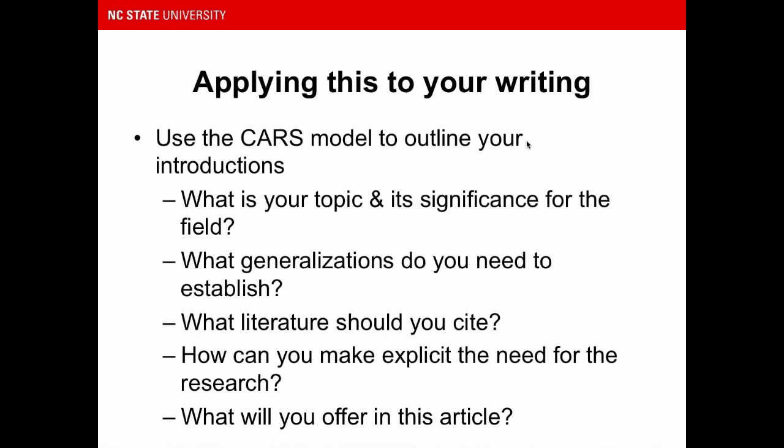And then how can you make explicit the need for your research? Which words and phrasing make most clear that there's a gap or that there's work that needs to be extended? You can go back to those key terms that we talked about: however, but, while, or little is known. Those phrases are all ways that you make it very clear that more research is needed on your topic. And then think about how you'll describe what you'll offer in the article. So this model gives you a really good outline for starting introductions, which are the most difficult part of our writing, I think.